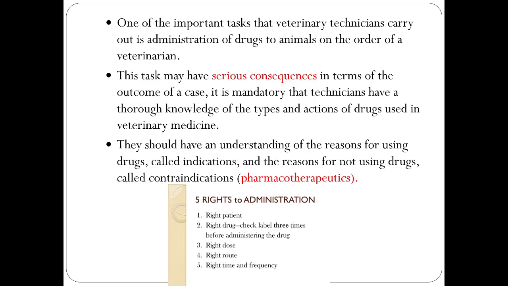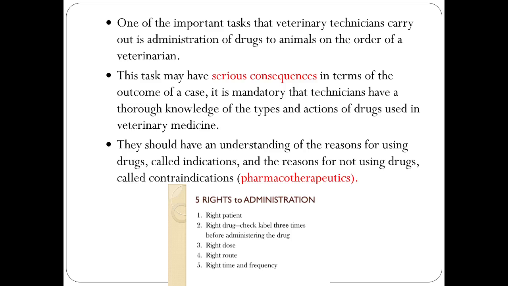You should have an understanding of the reason for using drugs called indication. So when we say, oh, this animal has pneumonia, this drug is indicated for pneumonia, we're going to use this drug. But we also need to know what contraindications are. So if the animal has pneumonia, then this drug is contraindicated. And you should know those contraindications as well because you're going to save an animal someday. So that's called pharmacotherapeutics.